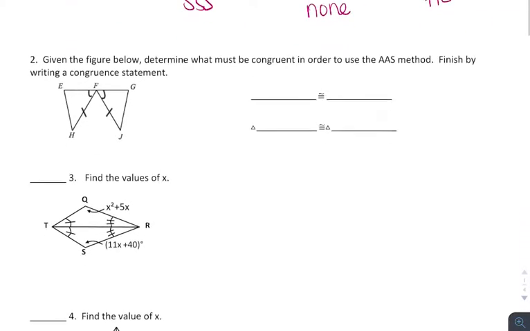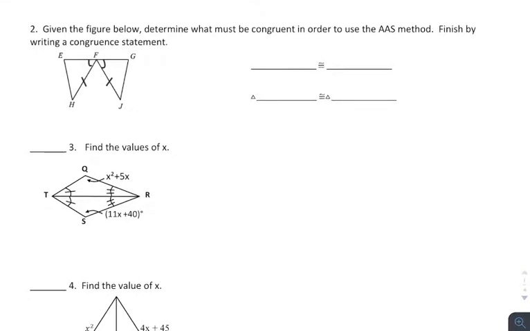On to number 2. Number 2 says, given the figure below, determine what must be congruent to use the AAS method, so the angle, angle, side. So we already have that angle in the middle here. So we have to go angle, angle, side, which means G has to be congruent to E. We can't use those other angles because when you place it down at the bottom, it would become angle, side, angle, and it specifically says angle, angle, side.